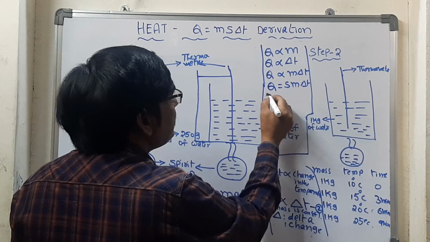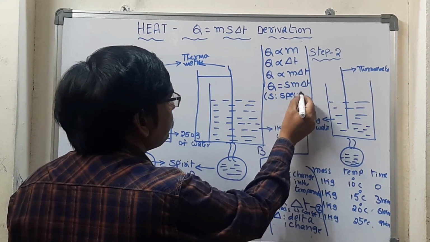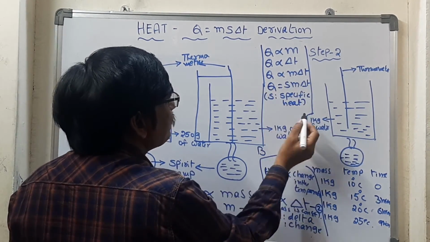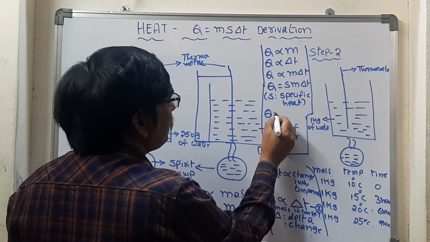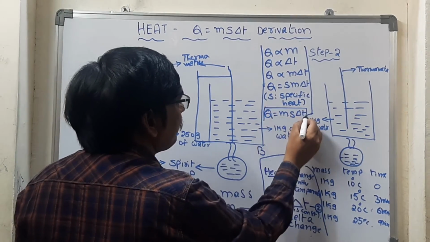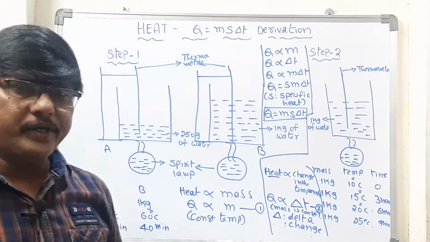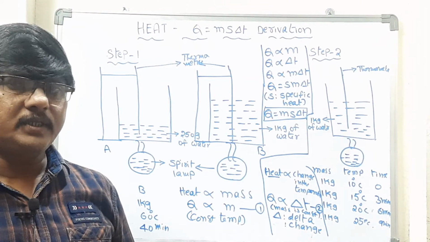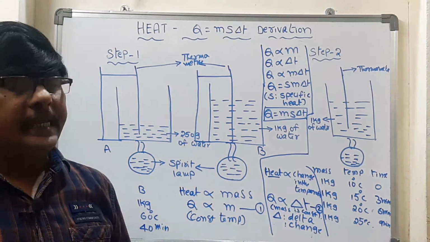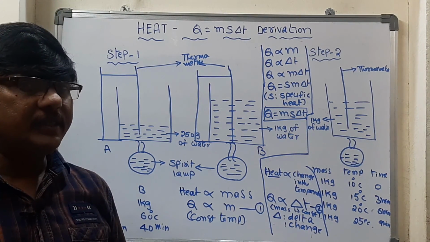Then what is S? There is a name for S. This is called the specific heat. Now let us write the generalized formula: Q is equal to m s delta T. This is the equation we wanted to get. Here S is the specific heat. Got it? Very simple equation, very simple derivation. In this, Q is heat, m is mass, S is specific heat, and delta T is the change in the temperature.